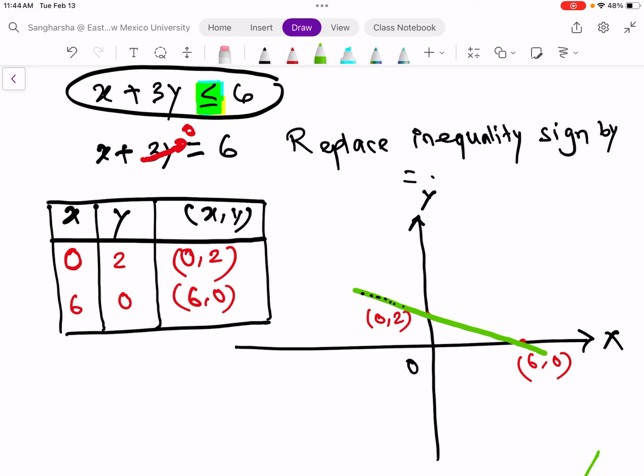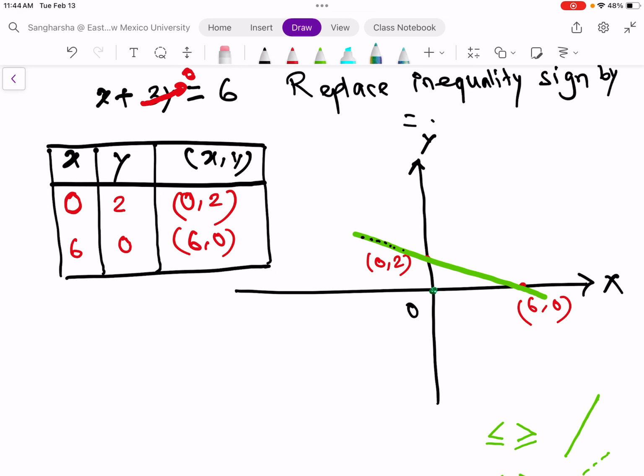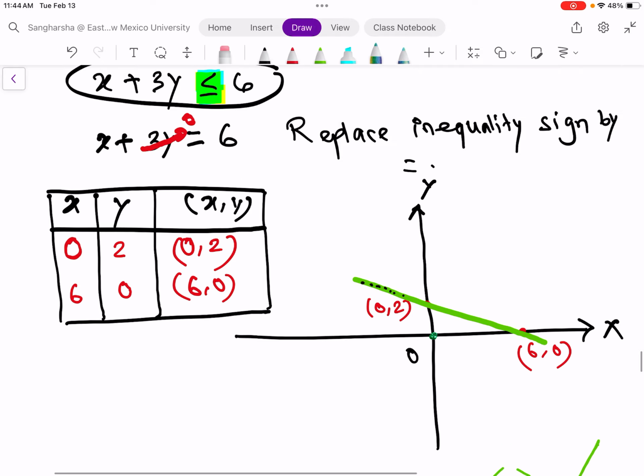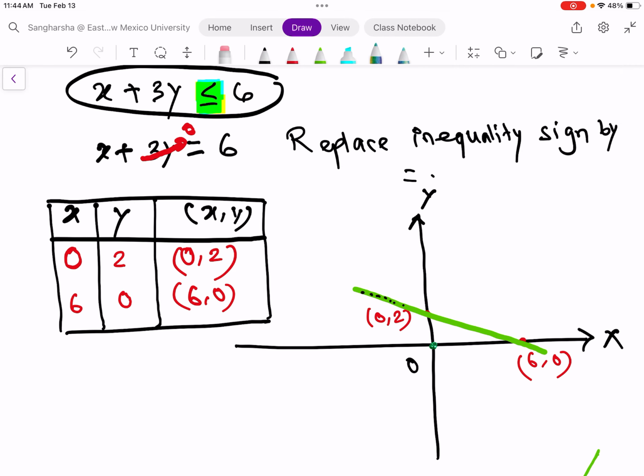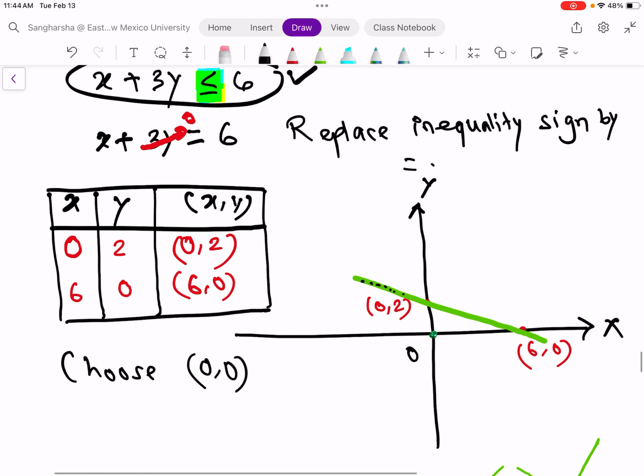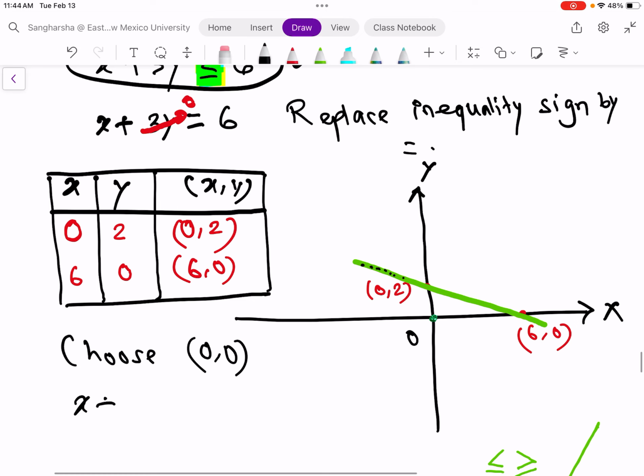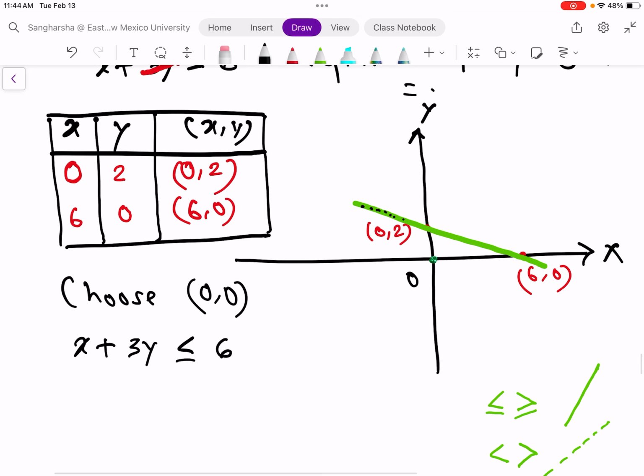(0, 0). Okay, (0, 0). So we have (0, 0) which is not on the line. Now let's choose this point (0, 0). Now we check whether (0, 0) is a solution for this first inequality or not. So our inequality is x plus 3y less than or equals to 6. Now how do we check whether (0, 0) is a solution for this inequality?